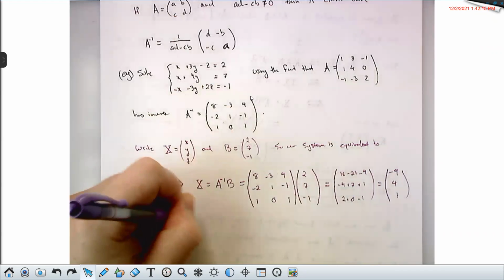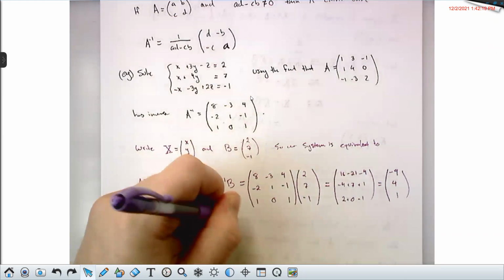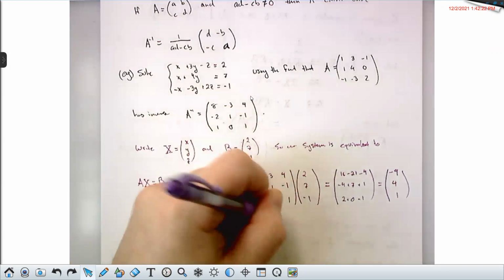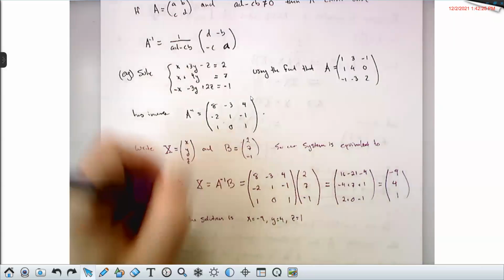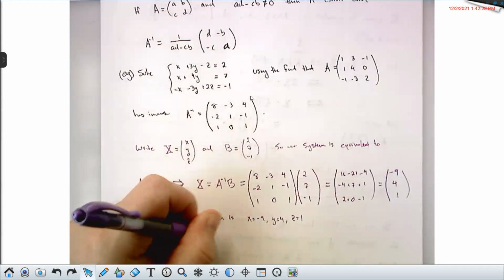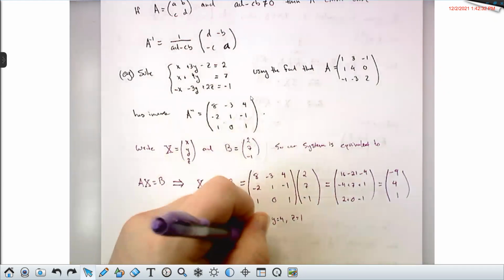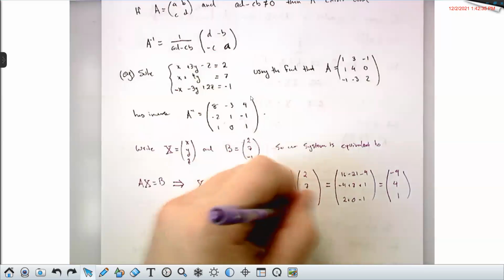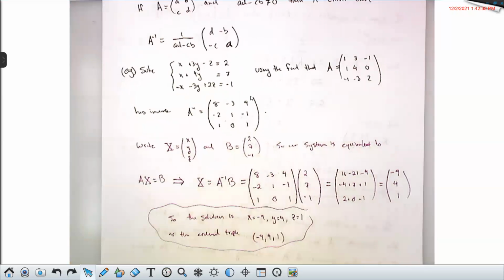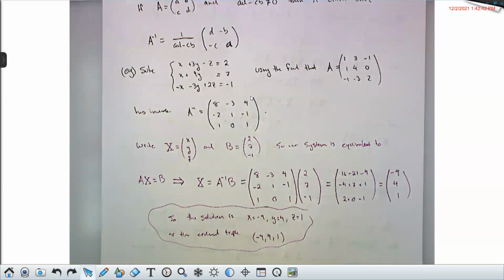So the solution is, you could write it as x equals negative 9, y equals 4, z equals 1, or you could write the ordered triple, negative 9, 4, 1. So that's the magic here. If you have your inverse, then solving a system is incredibly fast. And you can not only solve this system fast, but if you change the 2, 7, or negative 1 to something else, I could solve all of those systems at the same time incredibly fast, just by multiplying A inverse times B. That's sort of the beauty of this field of linear algebra that we're studying.